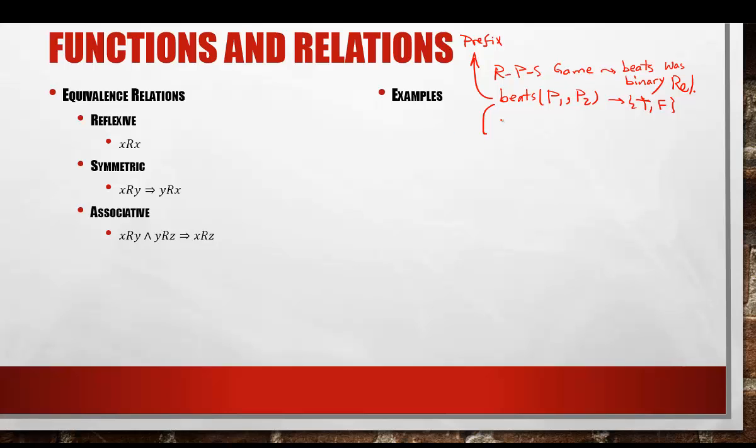Or I could have used an infix notation, doing this: B beats P sub 2. So I could use either one of these two ways of representing my relations. When I have a relation R in terms of infix, if it's binary, I could say A, the first element, relates to B, the second element. So I could represent my relations like that.